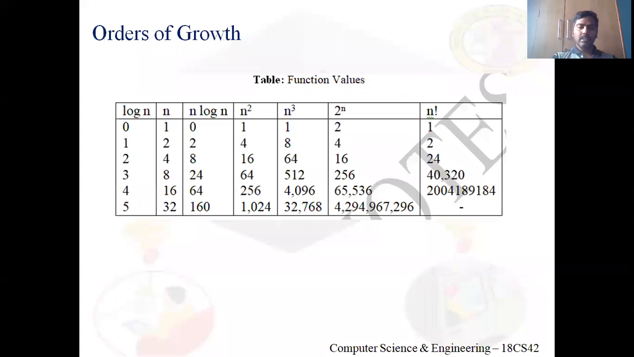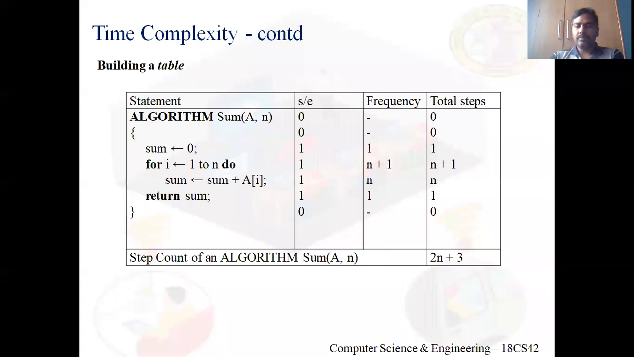Let me come back. So what was the step count of this algorithm? We can see it's 2n plus 3. So what type of function is 2n plus 3? We call it linear, right? Linear means, you know, right? n square we call quadratic, n cube cubic, 2 power n exponential. We have seen some functions.